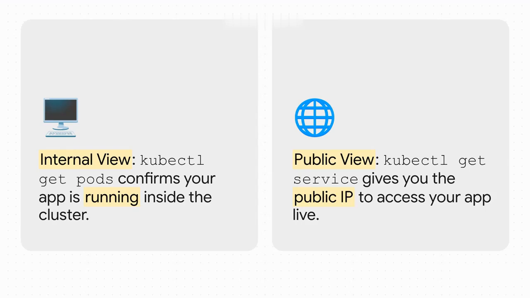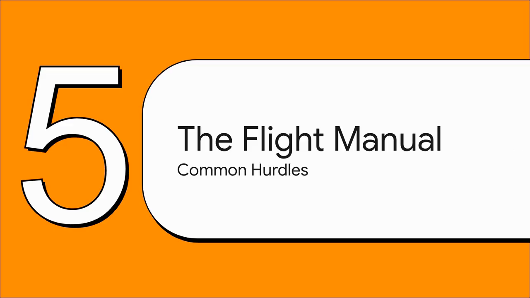First, we check the internal view with kubectl get pods. This just confirms, yep, our project manager did its thing, the app is running inside the cluster. Then we switch to the public view with kubectl get service. And that command, that's the one that gives you the public IP address. You can literally copy that IP, paste it in your browser, and boom, there's your app, live, for the whole world to see.